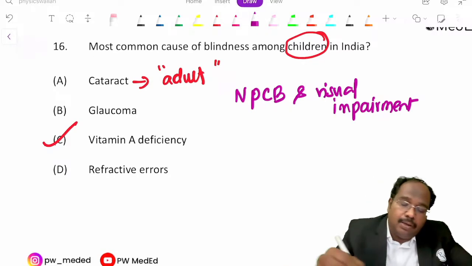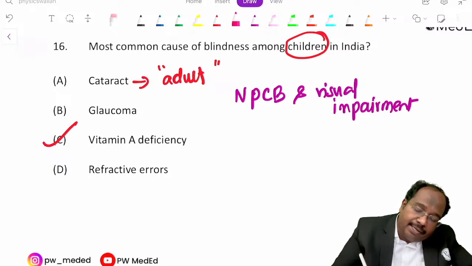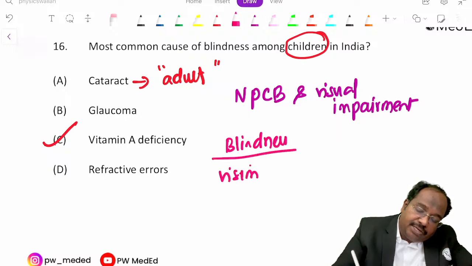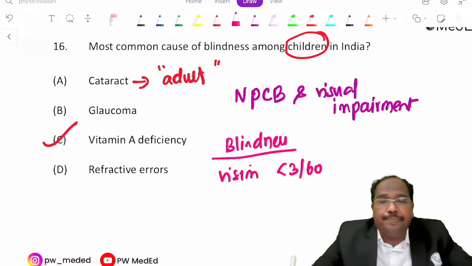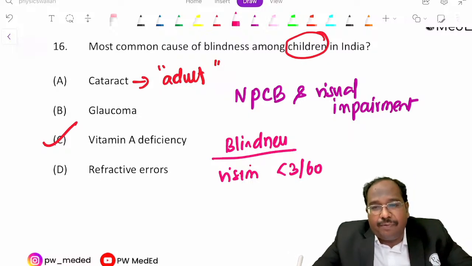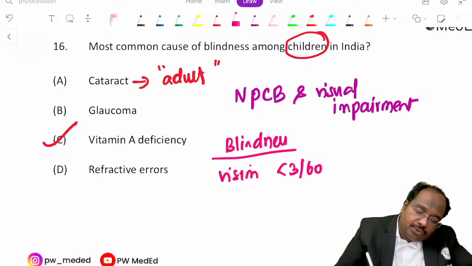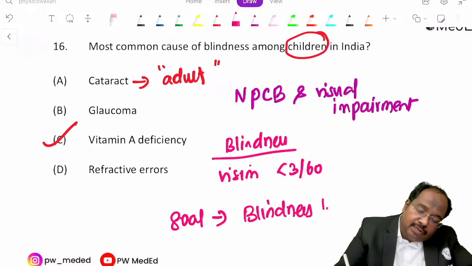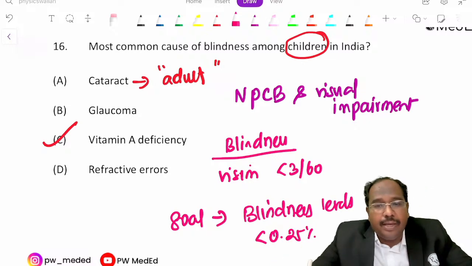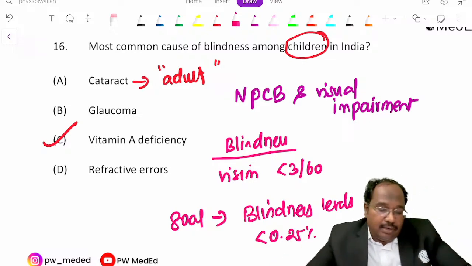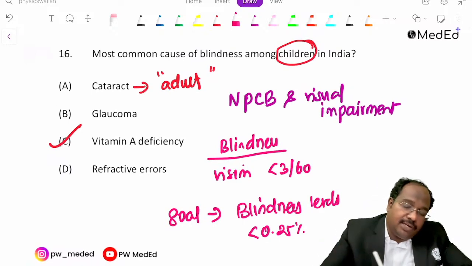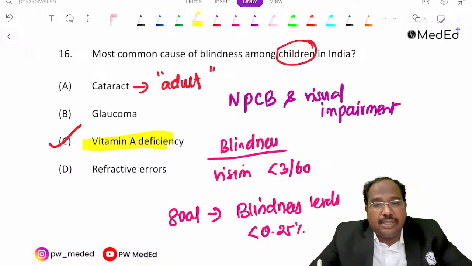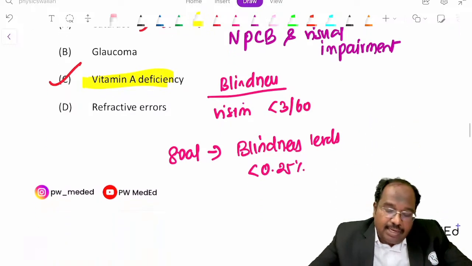According to this program, what is the definition of blindness? Blindness is vision less than 3/60. This is the criterion we follow, and our goal is to bring blindness levels to less than 0.25 percent. Refractive error is not the most common cause; for children it is vitamin A deficiency.